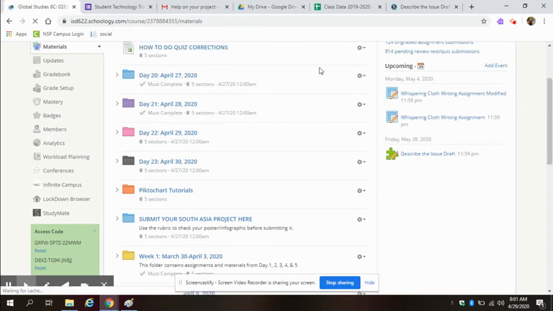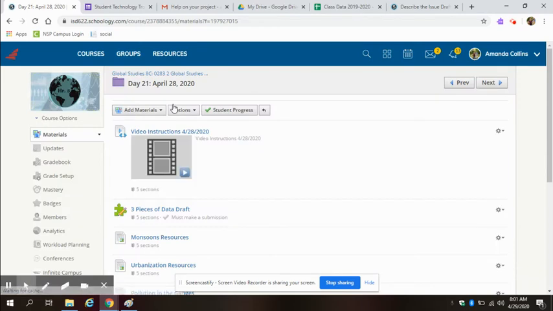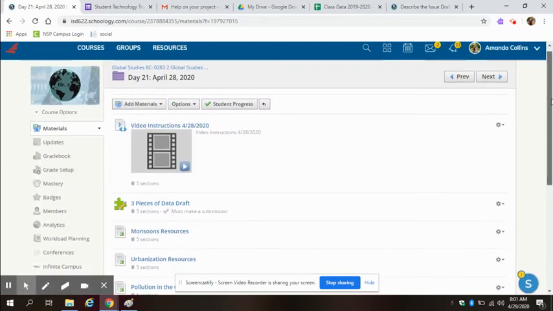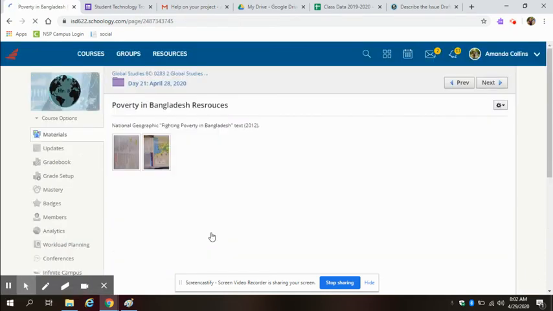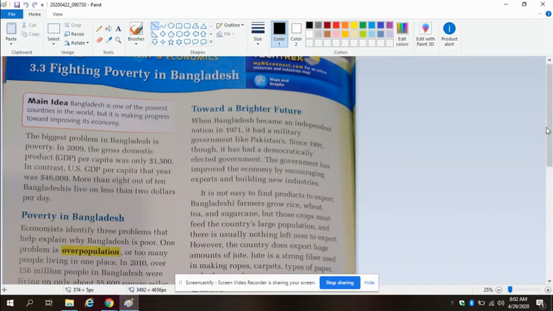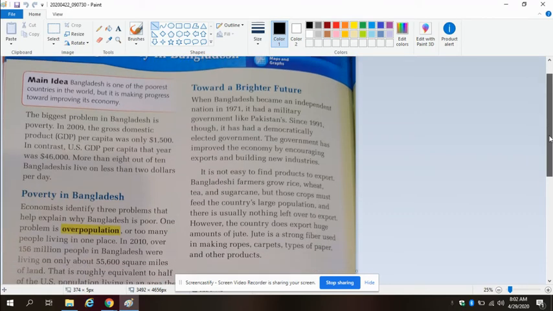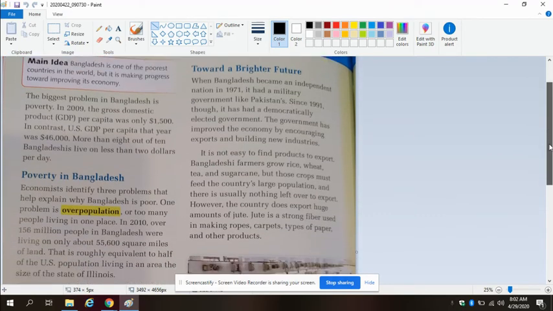So if you go to day 21, April 28th, 2020, scroll down until you find Poverty in Bangladesh resources. Okay, and then you can go ahead and open up that copy of the text. I have it opened up here in Paint, so that way I can do some underlining for you guys in this video. All right, so for our data, we're going to look for specific numbers.